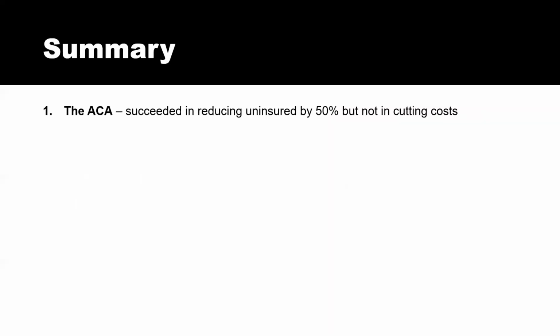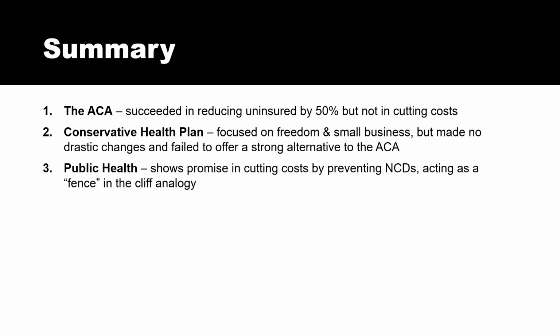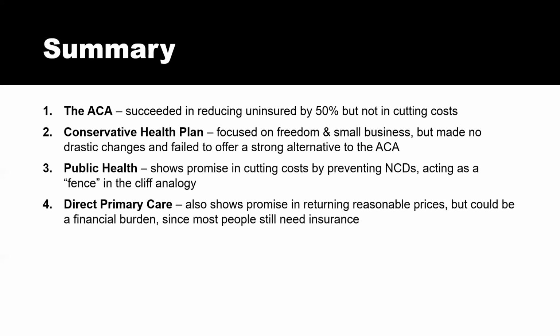So in conclusion, we'll give a little summary, reflection, and final thought. So, a brief run by each of these things that we've talked about today. The ACA succeeded in reducing uninsured by 50% in America, but not really in cutting costs. The conservative health plan focused on freedom and promoting small businesses, but it did not make any drastic changes, and it failed to offer a strong alternative to the ACA. And then public health shows some promise in cutting costs and in preventing non-communicable diseases. So it can potentially be that fence in our cliff analogy.